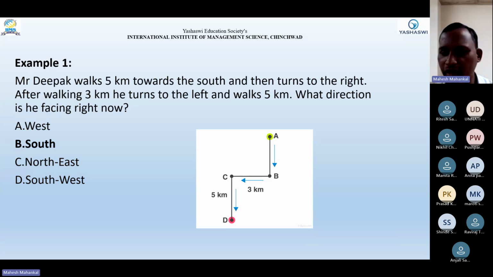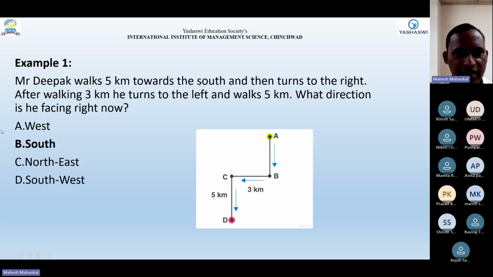Again, he has traveled 3 kilometers. Write 3 distance at one point. At that point again he has taken a left turn as mentioned. Again he has traveled 5 kilometers. Okay, which direction is he facing? He is facing towards south. Okay, do you have an idea about how to solve these direction questions? Yes, sir.